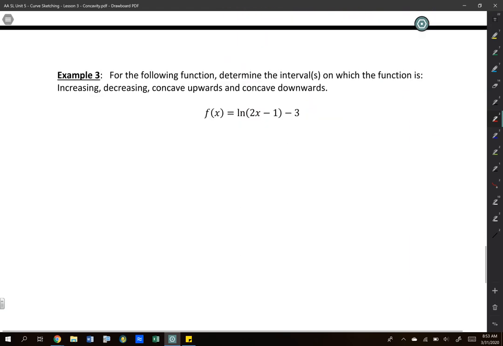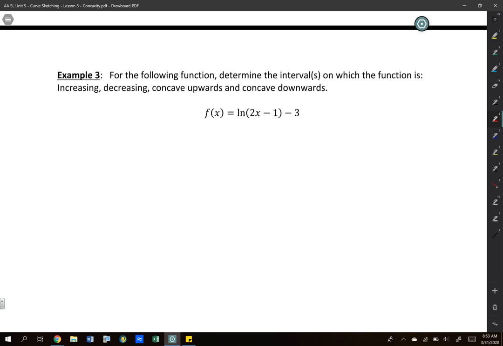Now, what I would suggest as usual is I would hit pause on the video right now, and I would see if you could do as much of this on your own, and then check your work. So same thing, we're going to check for increasing, decreasing, concave up and concave down intervals. And we're going to take the derivative of this function.